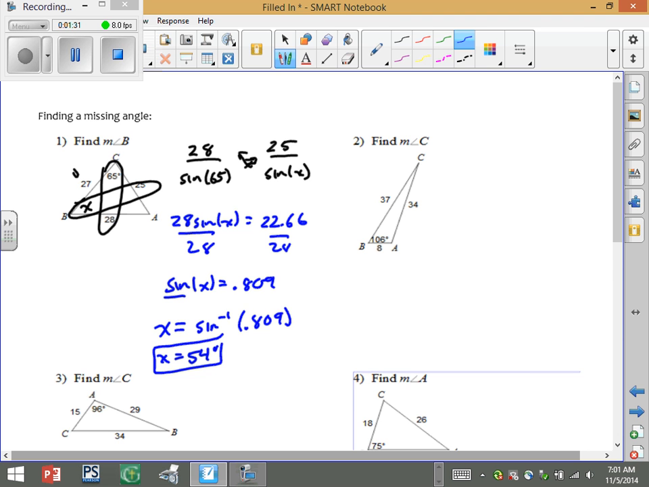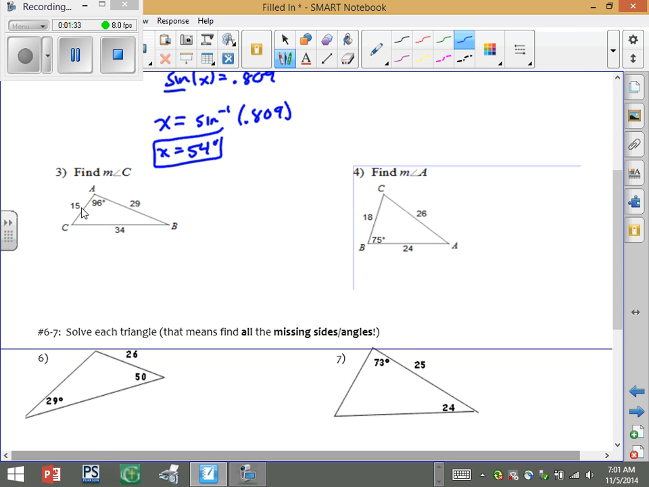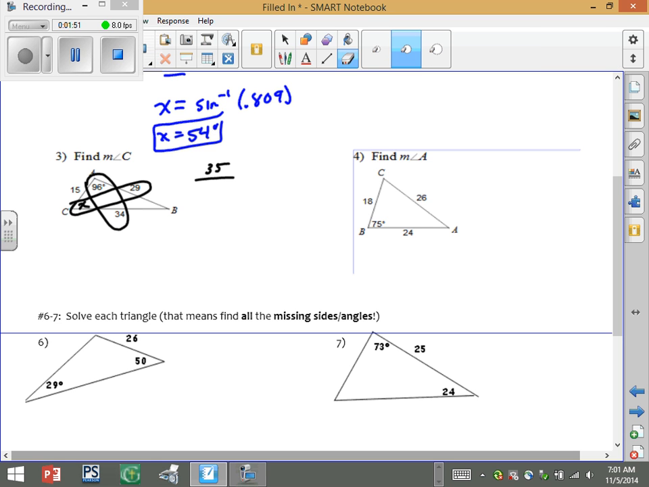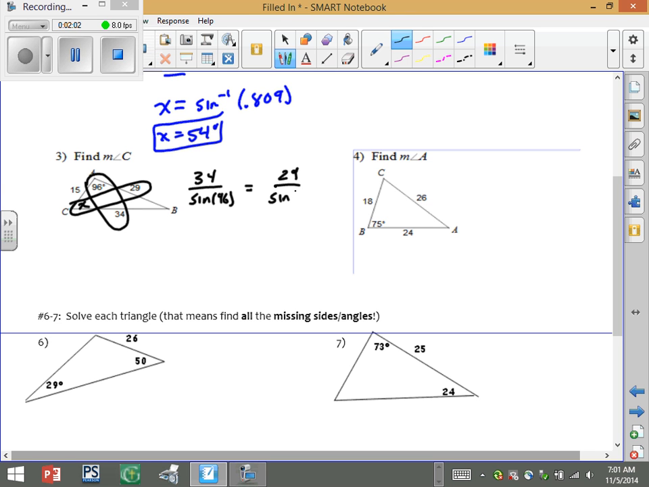Then we'll do one more very quickly. I'll come down to number 3, which has a little bit more room to it. So we'll find the measure of angle C. There's our x. So 29 and x go together, and the 96 degrees and 34. Make sure I'm right, that's right. 34 over the sine of 96 equals 29 over the sine of x.